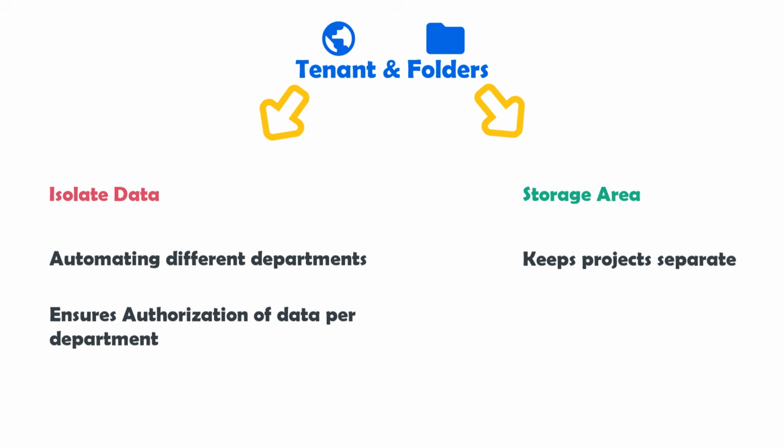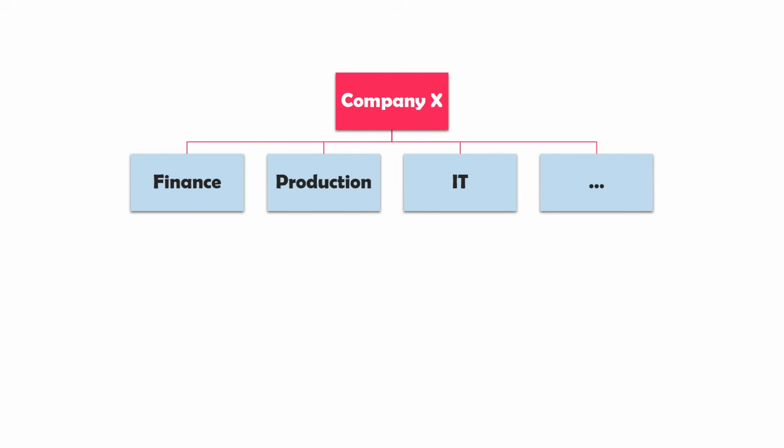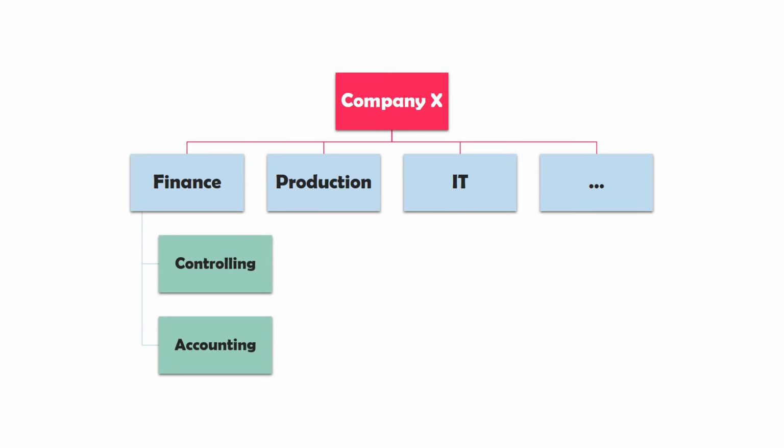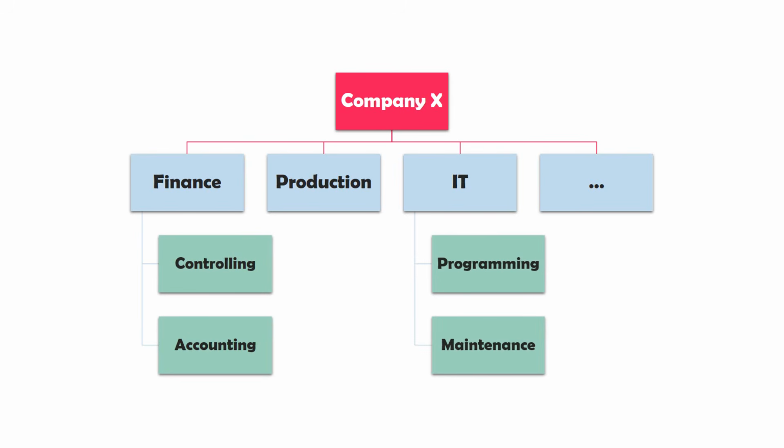Let's understand both components using an example. Let's say we have the company X. This company has different departments, like finance, production, IT, etc. Each department has different teams. For example, finance has controlling and accounting teams. IT has programming and maintenance teams.